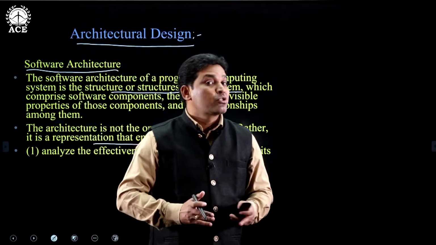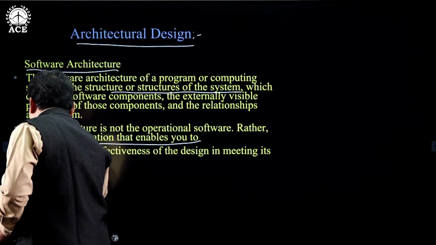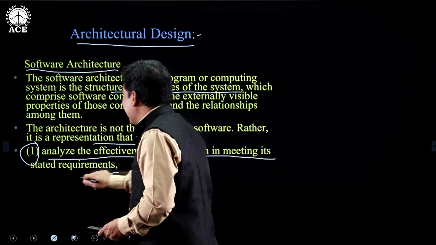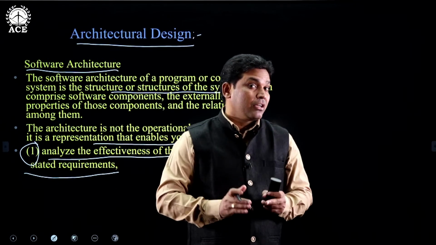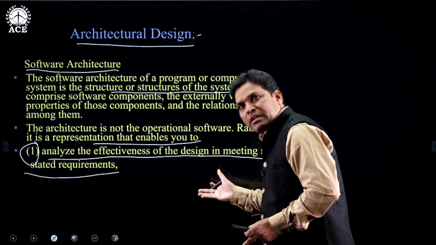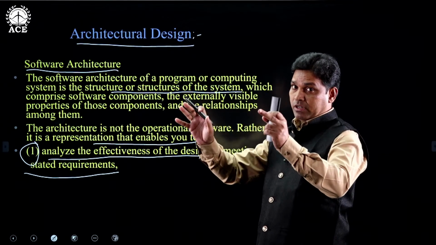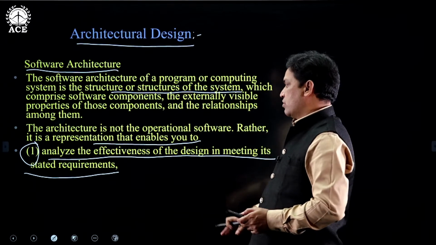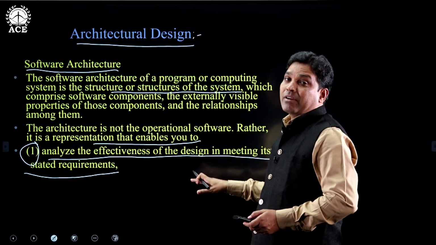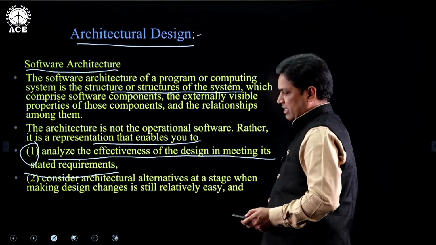So why does architecture play a major role? How does the architecture help other stakeholders? That's the point here. Architecture can help in the first way: analyze the effectiveness of the design in meeting its stated requirements. Architecture helps designers to better understand and to better achieve the requirements given by the clients. Once the stakeholders observe the architecture, it will help them see whether the client requirements were specified properly or not. That way architecture helps the stakeholders, designers especially.